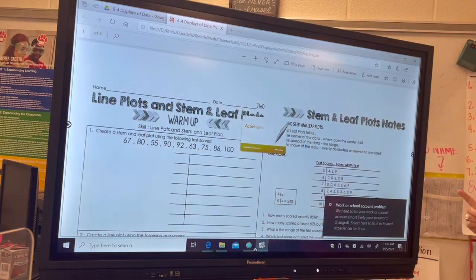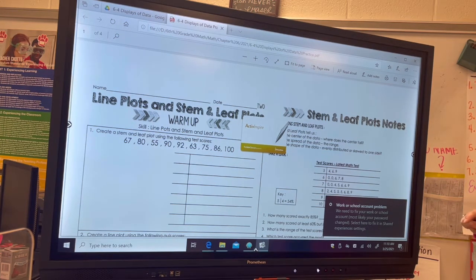All right, the first one talks about line plots and stem and leaf plots. Number one said, create a stem and leaf plot using the following test scores. So what was your stem? What place value is your stem? Ones or tens?